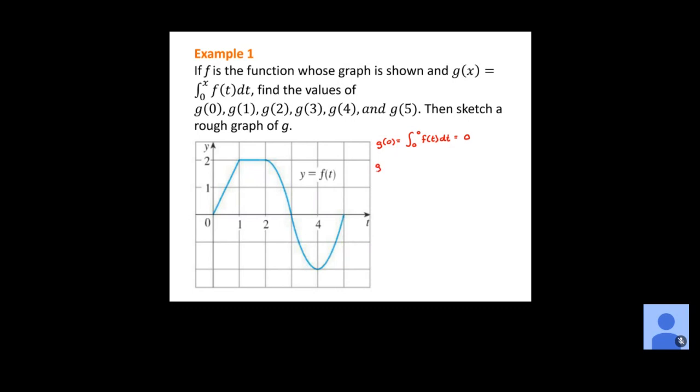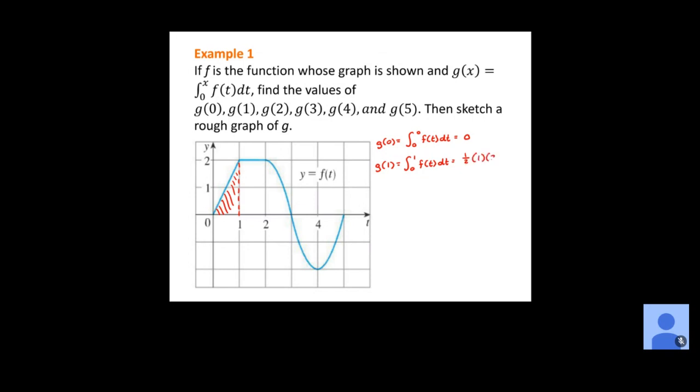All right, now let's look at g of 1. Again, that's our x value, so that becomes the upper limit. So we're looking for the integral from 0 to 1 of f of t dt. How could we find the integral from 0 to 1 of f of t dt using that graph now? It's a triangle, right? So we're just finding the area from 0 to 1. So we're looking for the area of this triangle right here. So how would we find the area of that triangle? Good. 1/2 base times height.